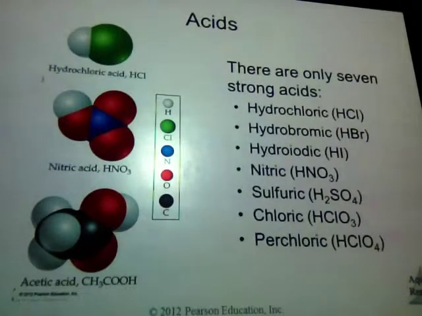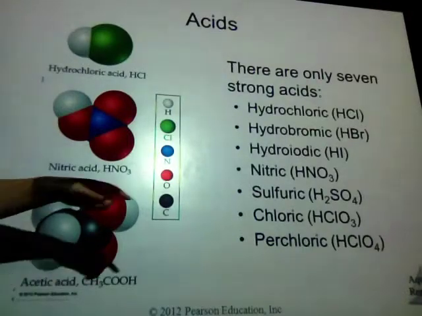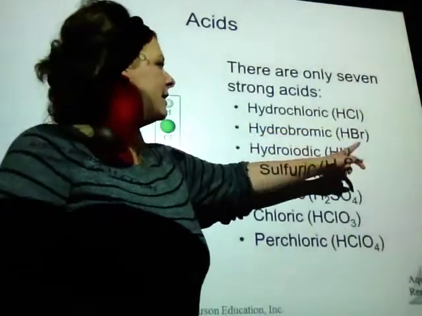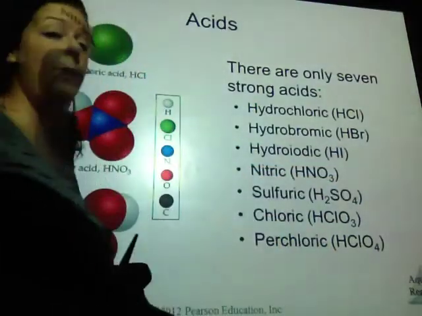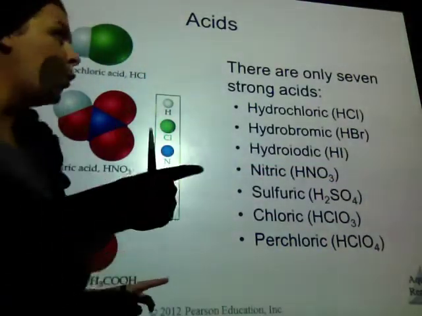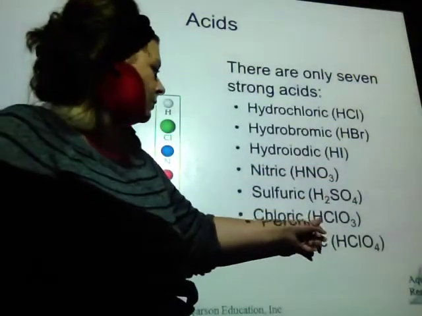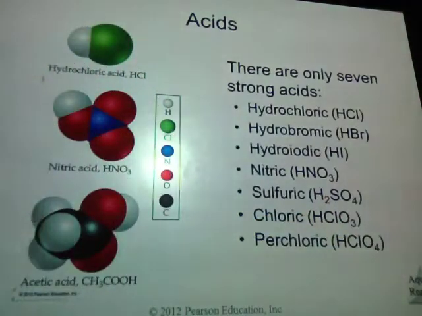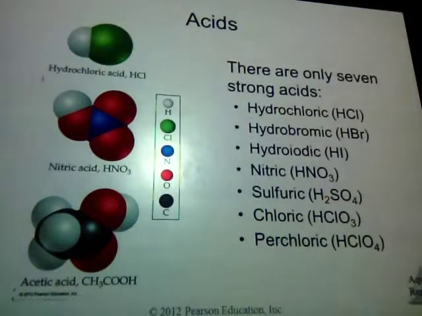Let's see, the only polyprotic acid that we have is H2SO4. And remember, polyprotic just means that we have more than one hydrogen. So the others have one hydrogen each. Remember, we call this monoprotic, meaning one. Sulfuric is the only one that I would call a polyprotic acid, meaning it has 2 hydrogens.